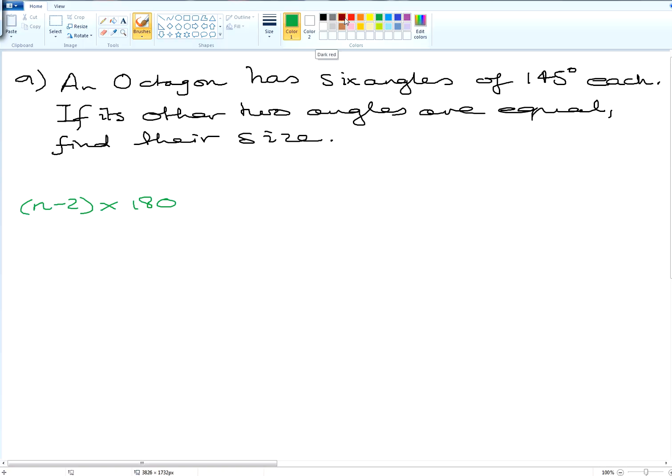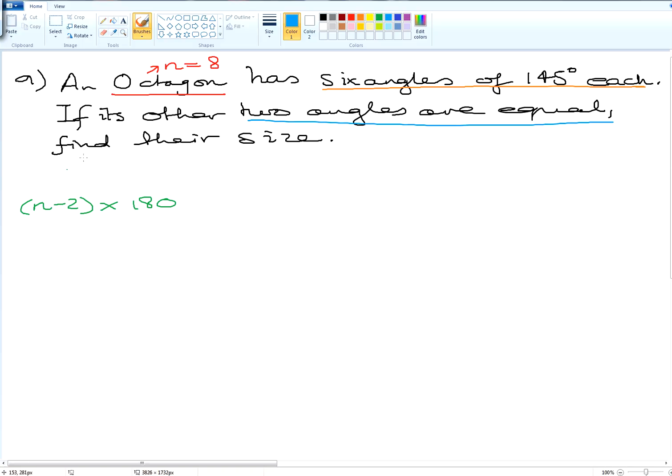Now let's have a look at the key things here. It mentions here that it's an octagon. So an octagon is an 8-sided shape. So the n is equal to 8. It also mentions that we have 6 equal angles. And then it also mentions here that there are 2 other equal angles, and we don't know what they are. So let's work this one out for the moment.